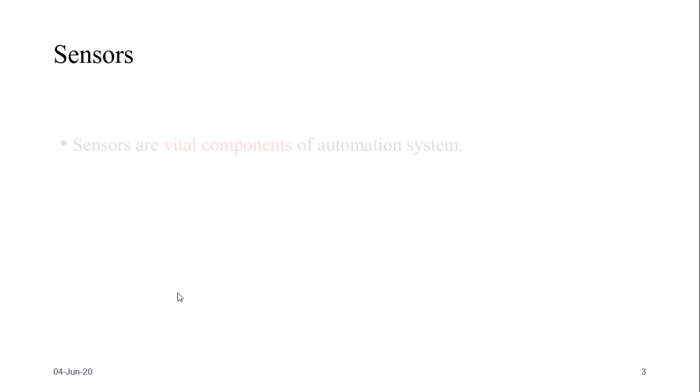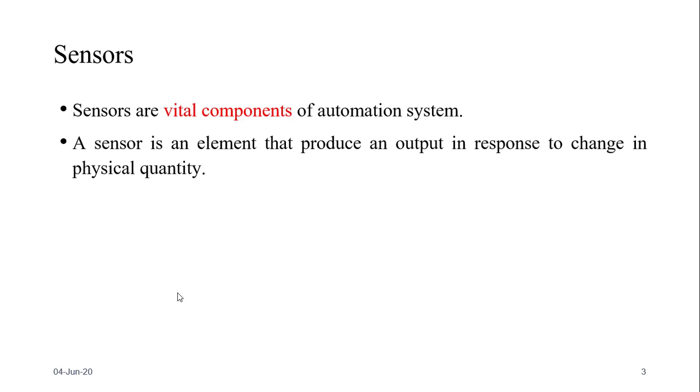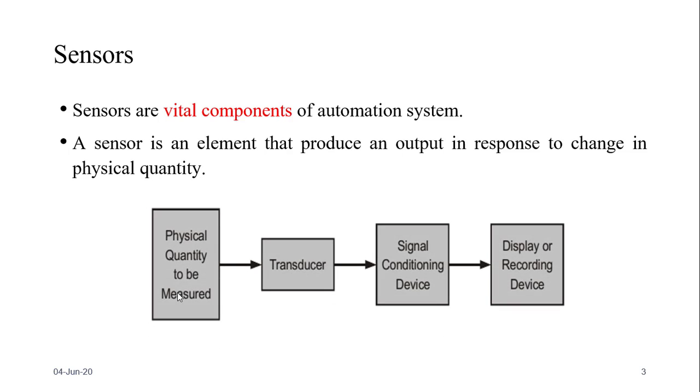Correct. So what is a sensor? Sensors are vital components of an automation system. A sensor is an element that produces an output in response to a change in physical quantity. It includes various things, as you can see in this block diagram. There is a physical quantity to be measured, then the transducer, which converts that physical input to an electrical signal.